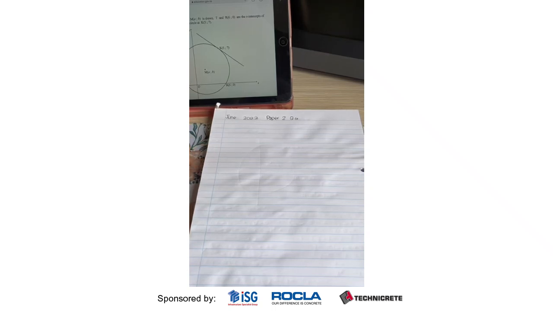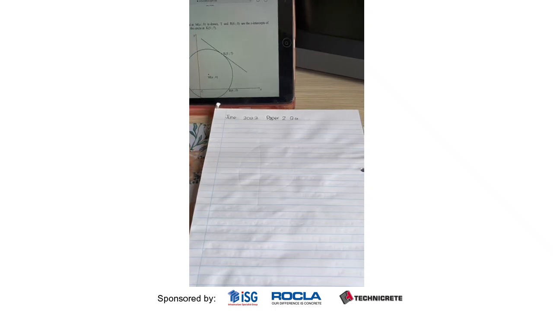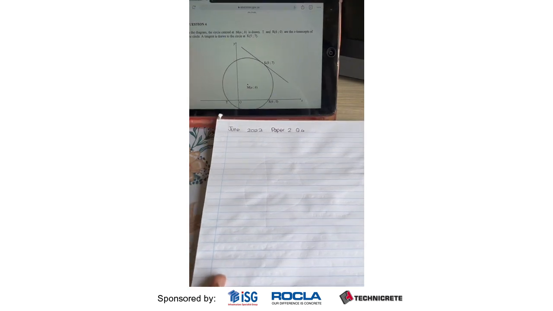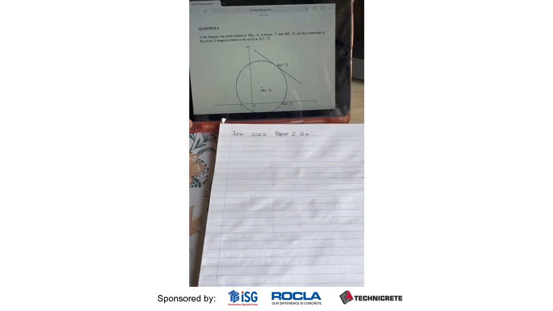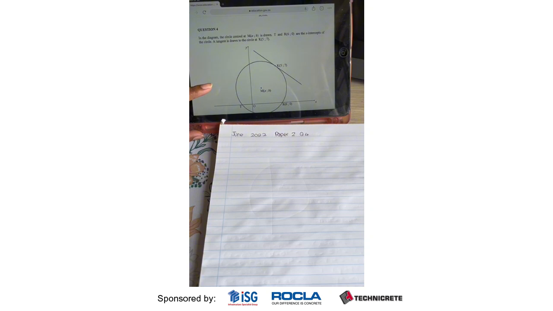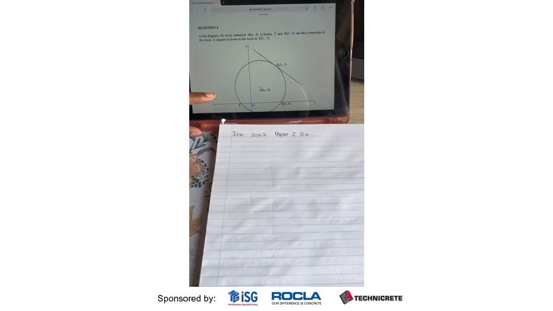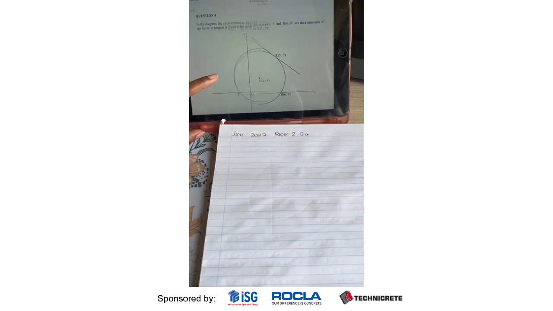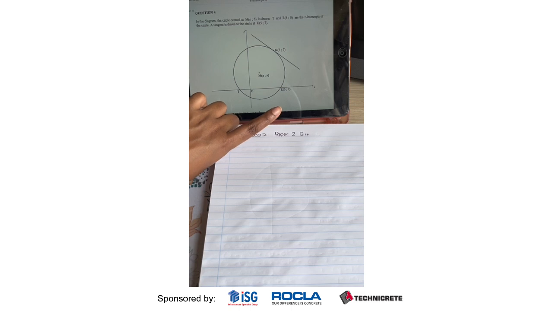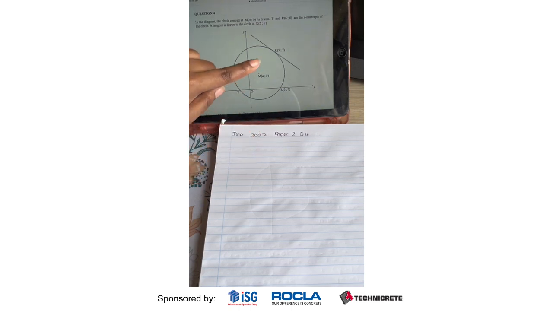Good day. Today we will be doing June 2022, paper 2, question 4. Okay, let's take a look at the question. It says here, in the diagram, the circle centered at M is drawn. T and R, which is 6, 0, are the x-intercepts. We've got a tangent drawn to the circle at K, 5, 7.